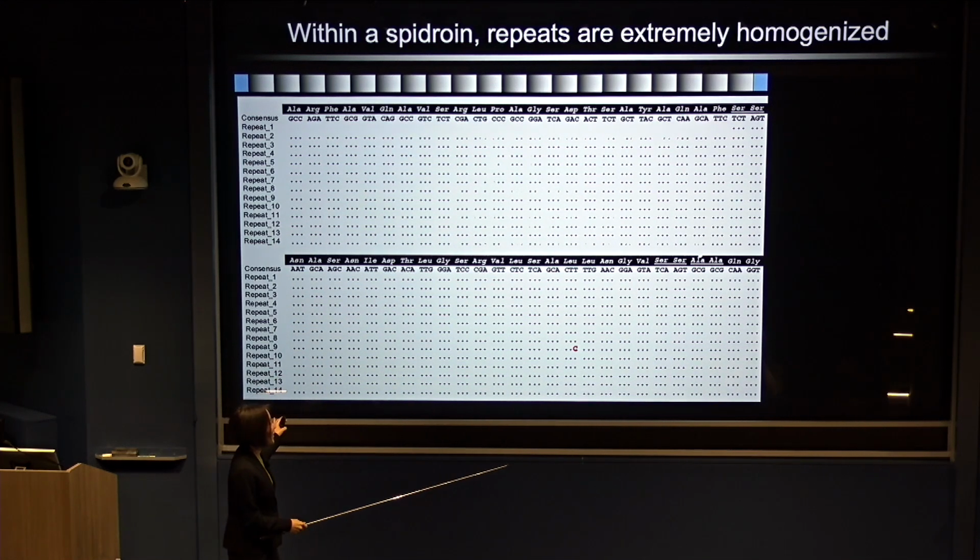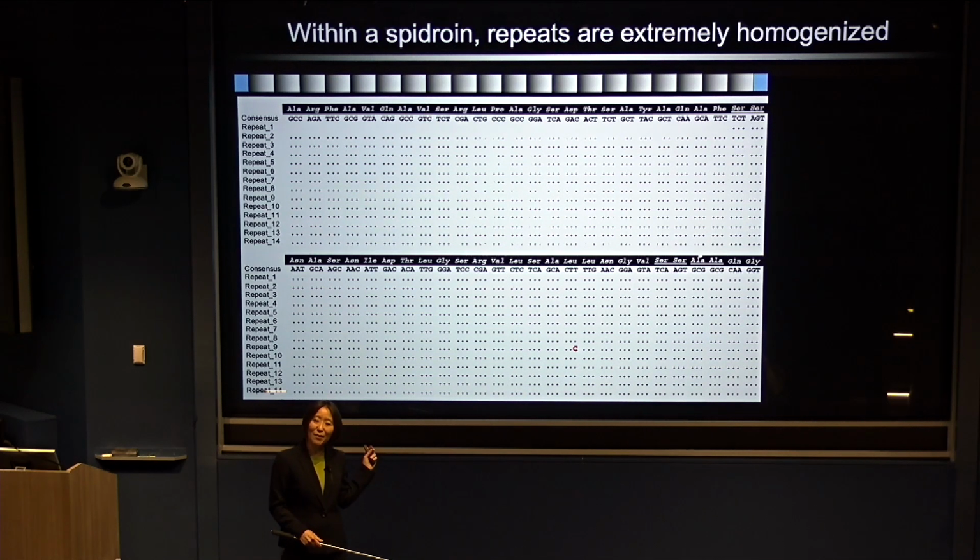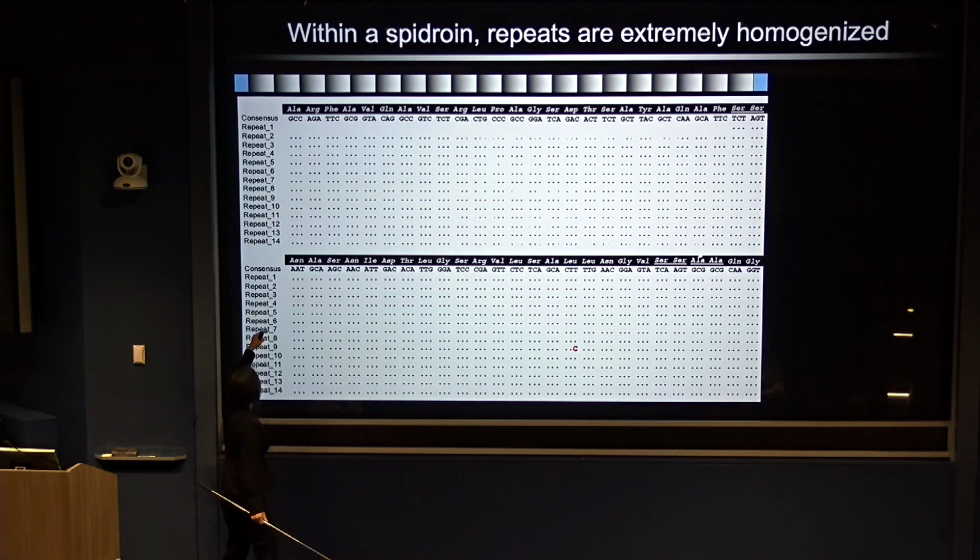So you can sort of see why it wasn't until we could get long read sequencing that we could start studying spidroins in a much, much faster way. To get data like this before, I was making large insert genomic libraries. I was doing a lot of physical mapping of clones in order to convince myself that I really was reading repeat 6 versus repeat 7. It's really hard to know where you are when your sequences are this homogenized.